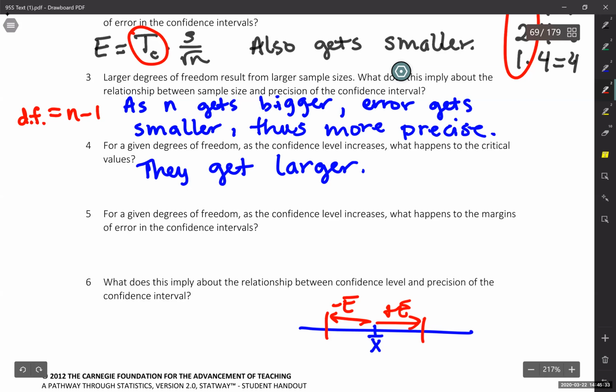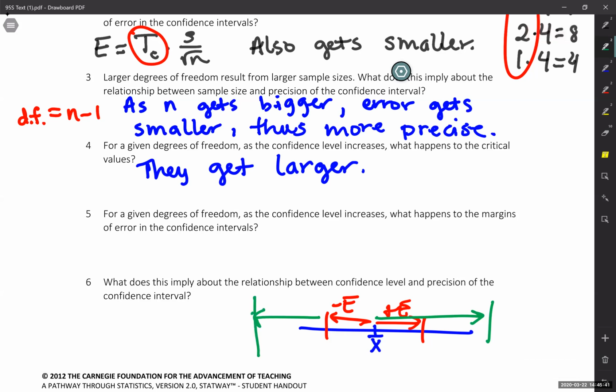If I get even bigger, go out even more, now my confidence interval is even larger. It takes a bigger amount of space. So for number 5, as the confidence level increases, the margin of error is also increasing. In fact, I think I said that backwards when I looked at the picture. I said when the error gets bigger, the confidence level gets bigger, but you could say it the other way around. As the confidence level is increasing, the margin of error is also increasing.